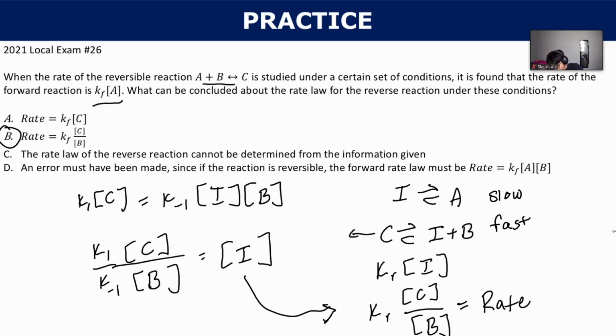And that F should be an R, my bad. And the answer choice, and we are correct. So the important thing to notice is that we cannot just take the reaction that we're given and manipulate that, because it's not an elementary reaction. What we can do is make a reaction mechanism and then use that reaction mechanism to find the forward and the reverse rate laws.